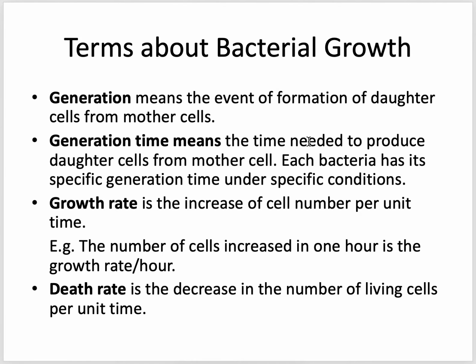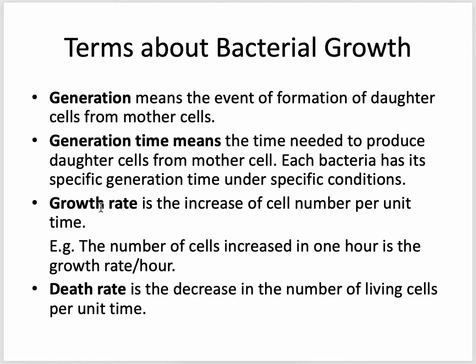So generation means the event of formation of daughter cells from mother cells, and the generation time means the time required for daughter cells to be generated from mother cells. This generation time varies from bacteria to bacteria. For example, E. coli usually takes 20 minutes. The generation time of E. coli is 20 minutes, that is, two new daughter E. coli cells are generated from a mother cell in 20 minutes. Some bacteria have a longer generation time.